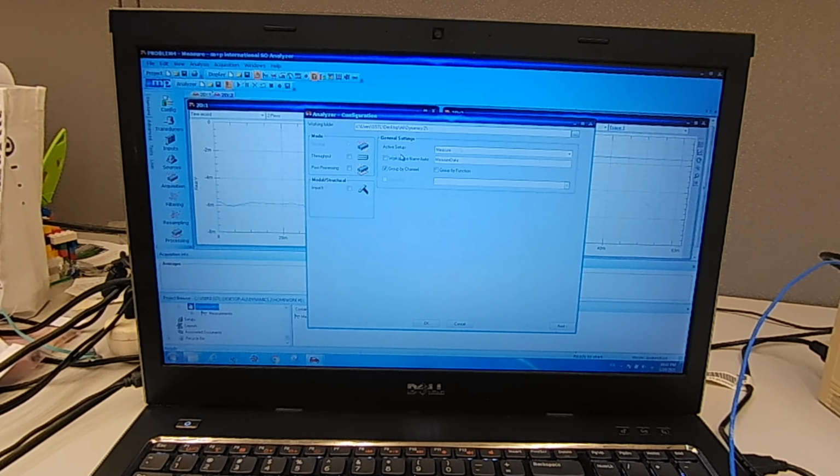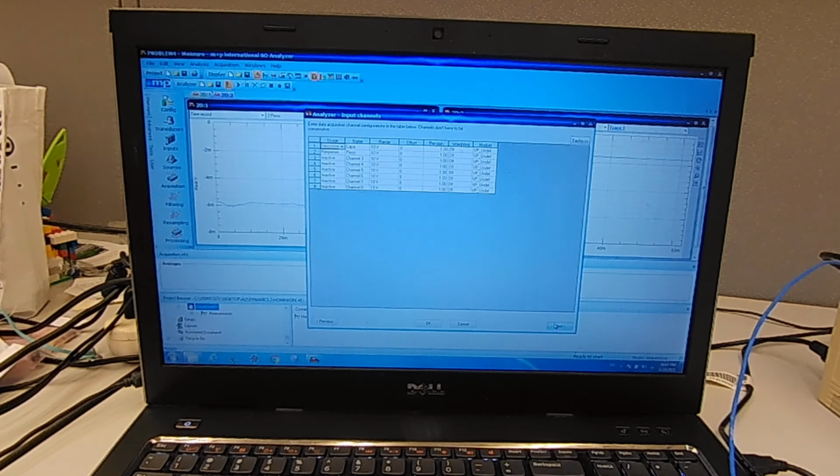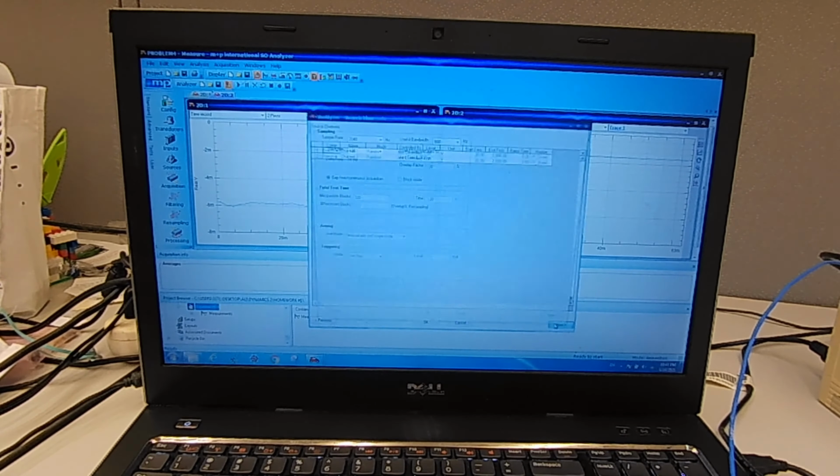So we open our SO analyzer into the configuration menu and we look at these transducer channels. Here we have a capacitive accelerometer that we're measuring the response for, and we also have a piezoelectric one. For me, the input mode for the capacitive accelerometer is set to voltage and the coupling is set to DC ground. And the piezoelectric accelerometer is set to ICP and to AC ground. We can ignore these menus.